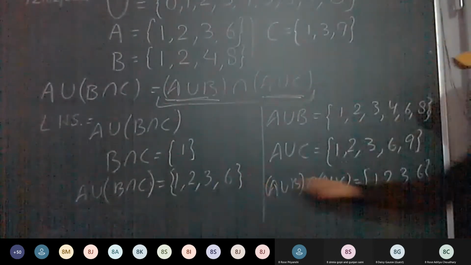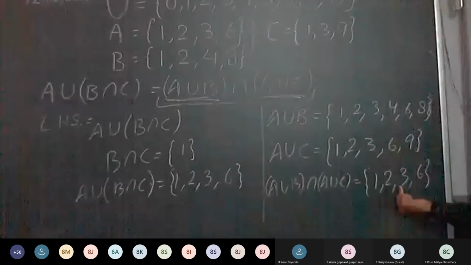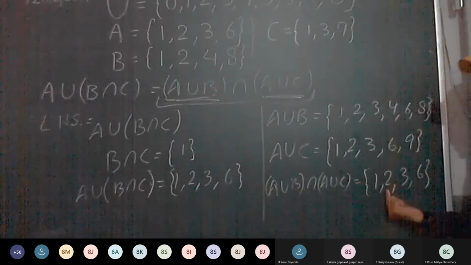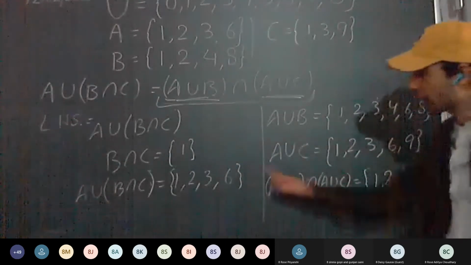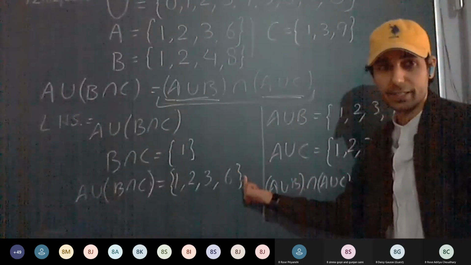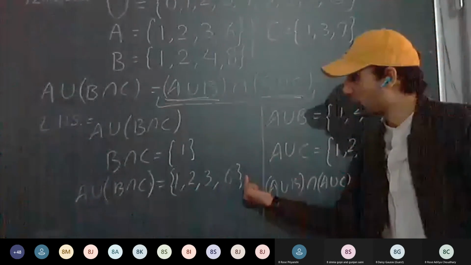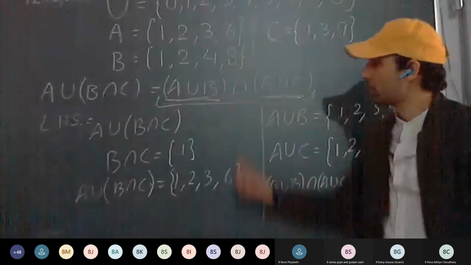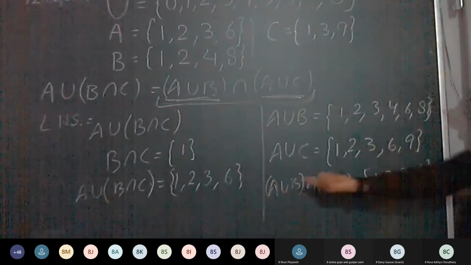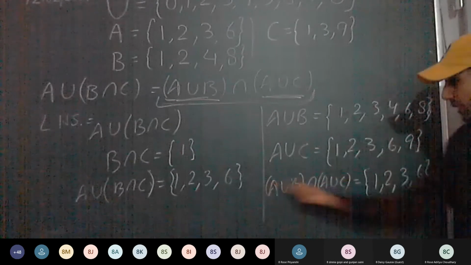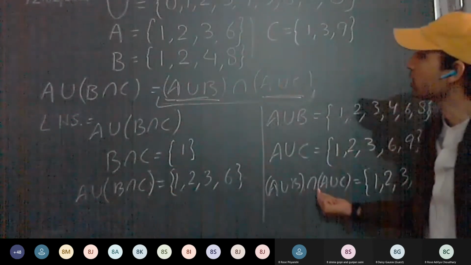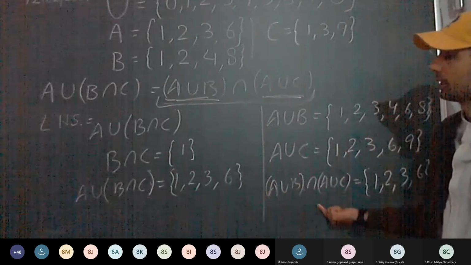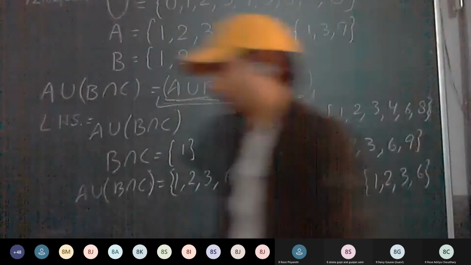Now you can see they are the same set we are getting. Hence it is proved. Hence they are verified. Make correction here. We won't be getting 9 here. So same set we are getting. Therefore, this distributive law is proved. This is our distributive law.